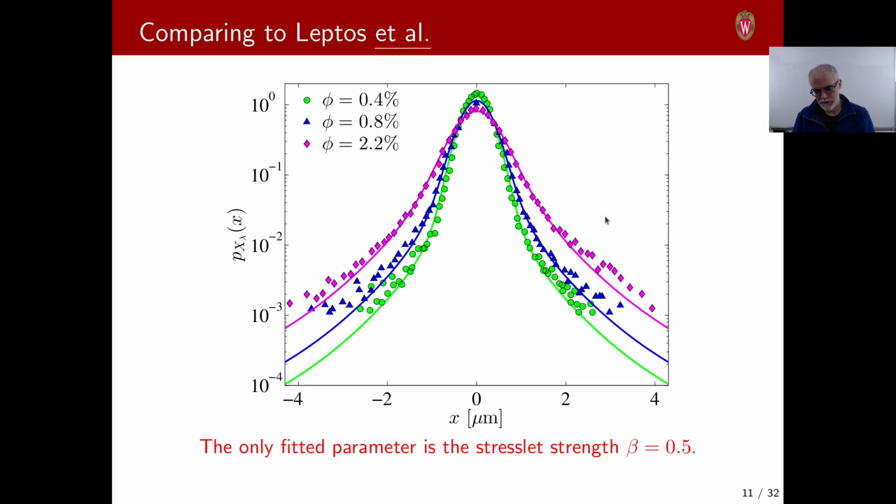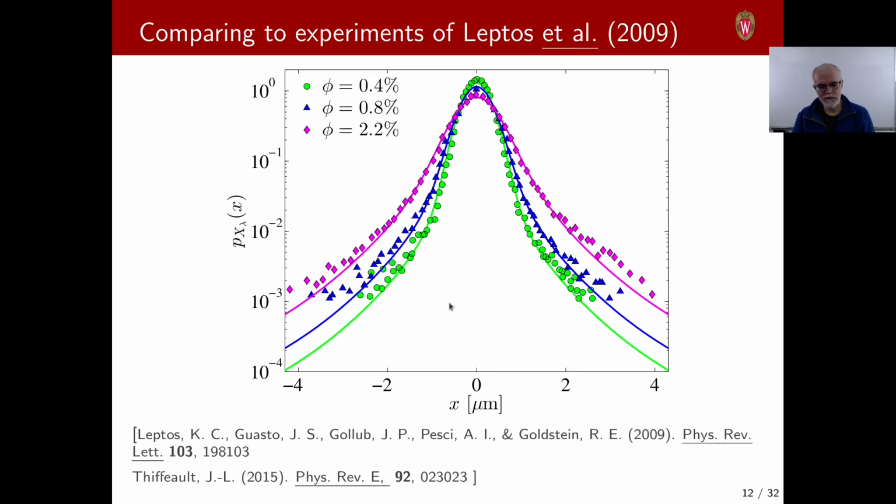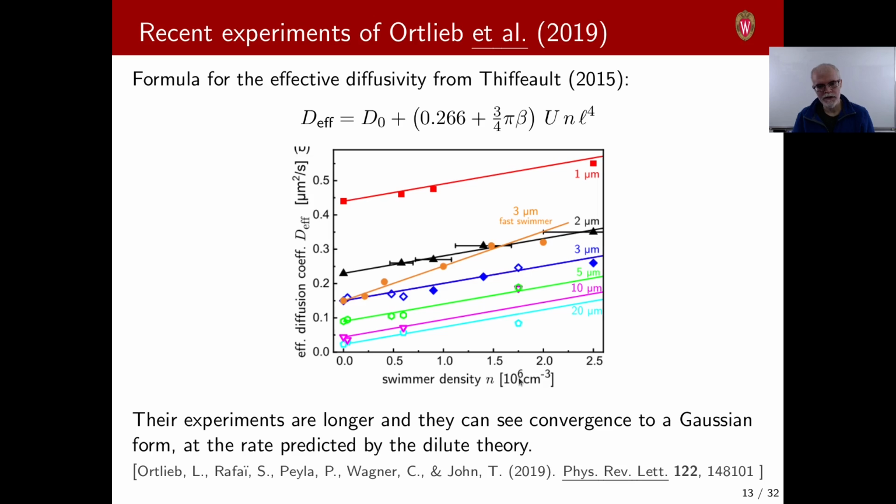The near field details of the microswimmer are not that important. Now, eventually, the model predicts that all of this will become fully Gaussian as a function of time. And this was confirmed. This is a reference to the paper by Leptos et al., and this graph is from my 2015 paper in PRE. So 10 years later or so, the group of Ortlieb et al. did a more detailed experiment.